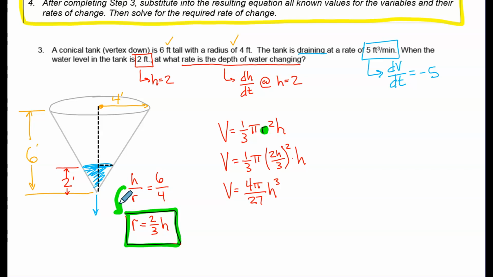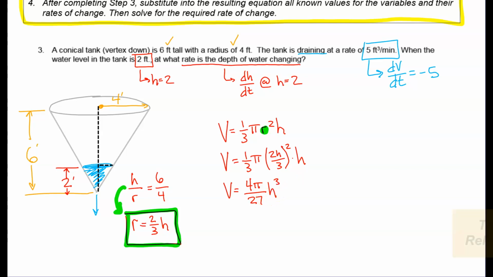And there are a number of ways you could do that. Let me just give you quickly another way you could have done that. You could have said, you know what, I'm going to set up a linear equation that goes from this point to this point that expresses r as a function of h. You could have done it that way as well. I just chose to do it with similar triangles.